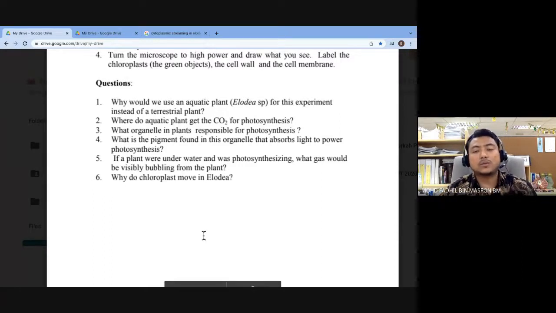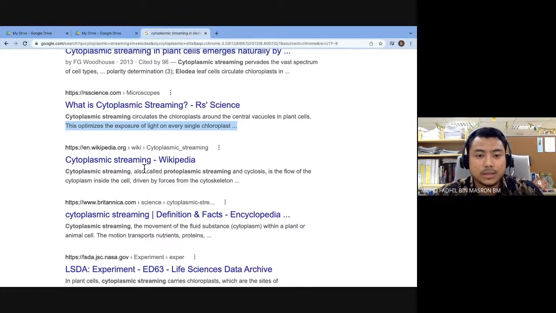You also cannot use Wikipedia for a reference. Okay, macam ni. Here is what I'm going to teach you. Okay, look at this one, yeah. Cytoplasmic streaming, Wikipedia. You cannot, tak boleh.